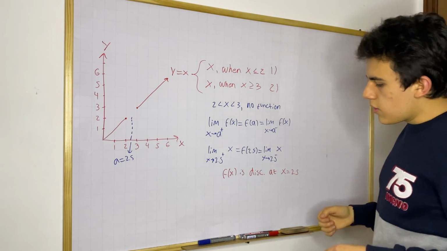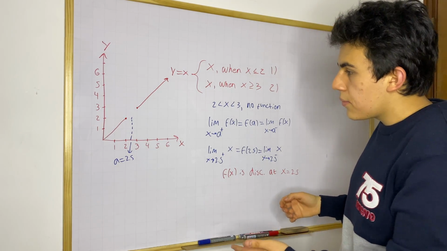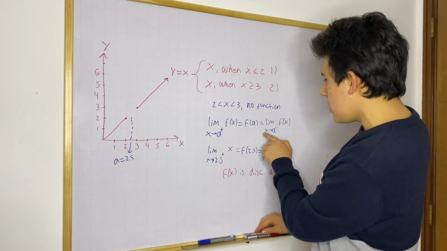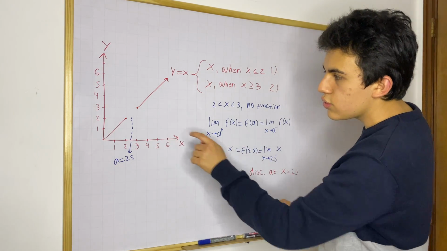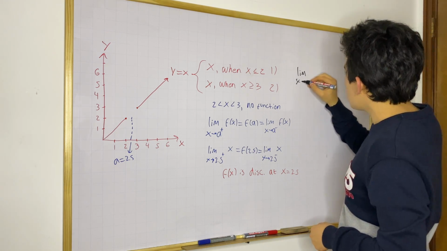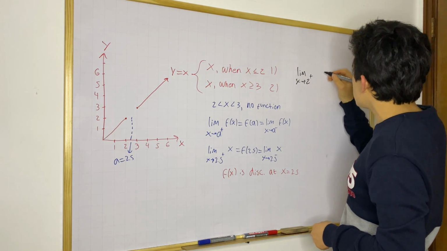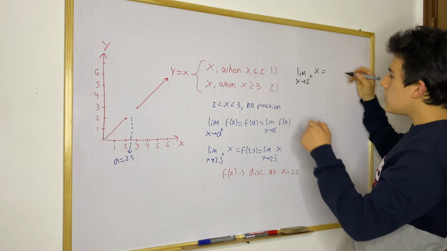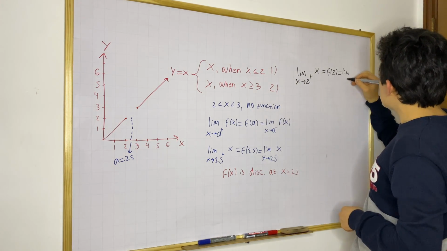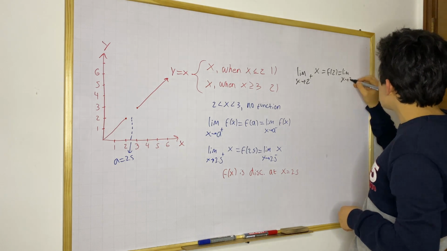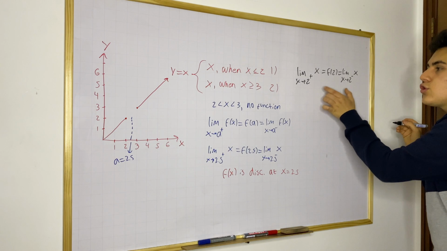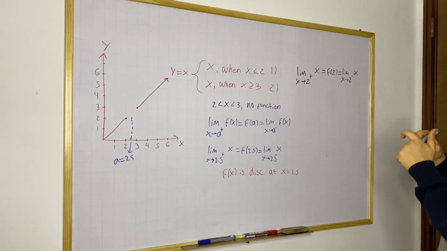And real quick, let's think about what would happen if we say that A, in this case using the continuity definition, is equal to 2. Let's try that. So if we say the limit as x approaches 2 from the right side of the function should be equal to f of 2, and should also be equal to the limit as x approaches 2 from the left side of the function, okay? Now this should be true if the function is continuous.